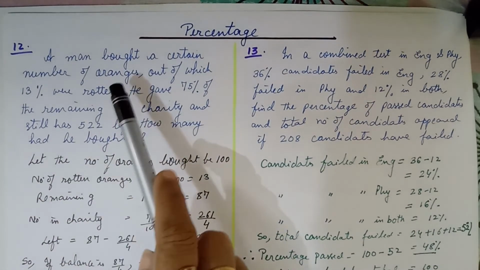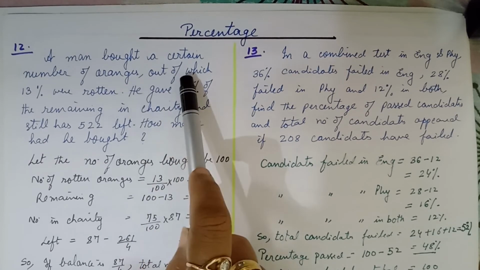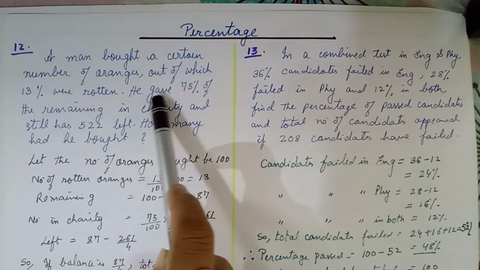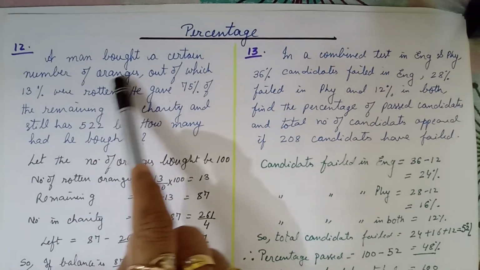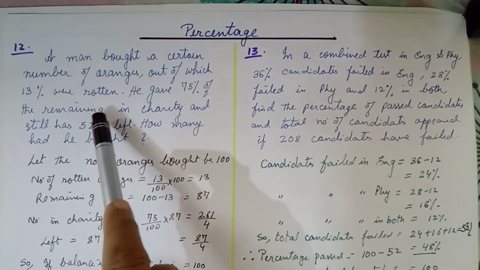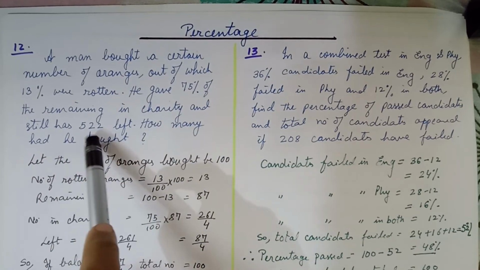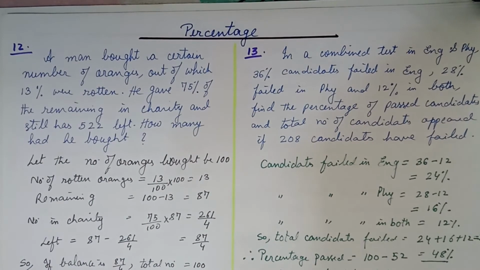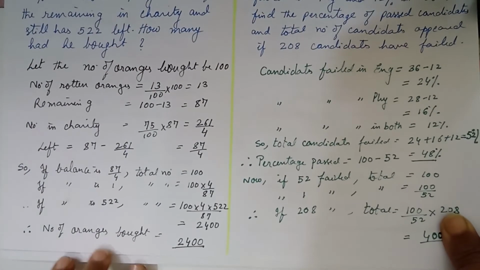Number 12. A man bought a certain number of oranges, out of which 13% were rotten. He gave 75% of the remaining. That means after reducing the rotten, from that he gave 75% in charity, but there are still 522 left with him. How many did he buy? How many had he bought is the question.